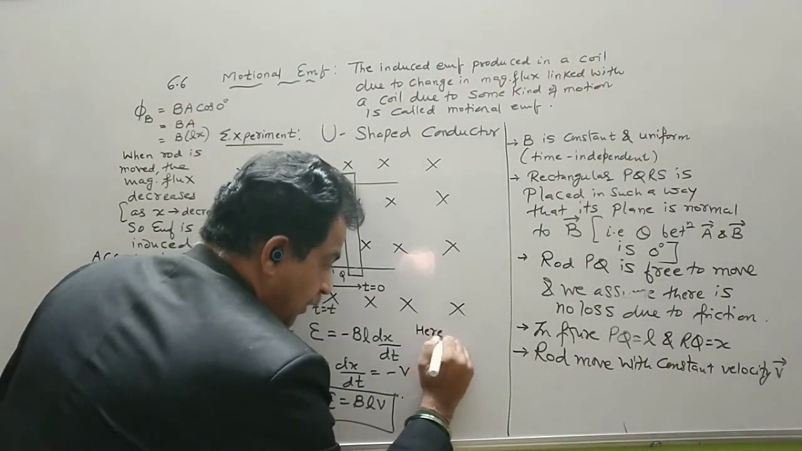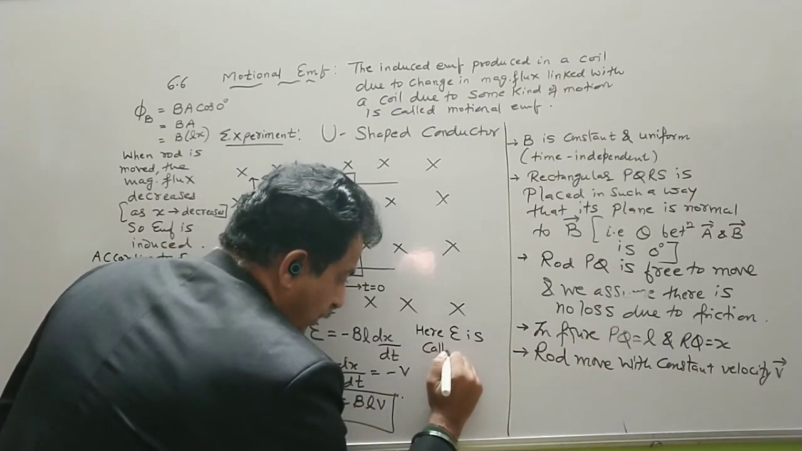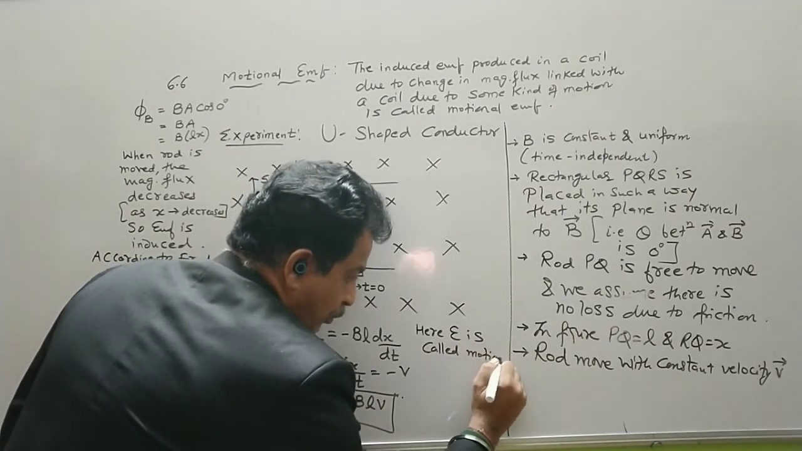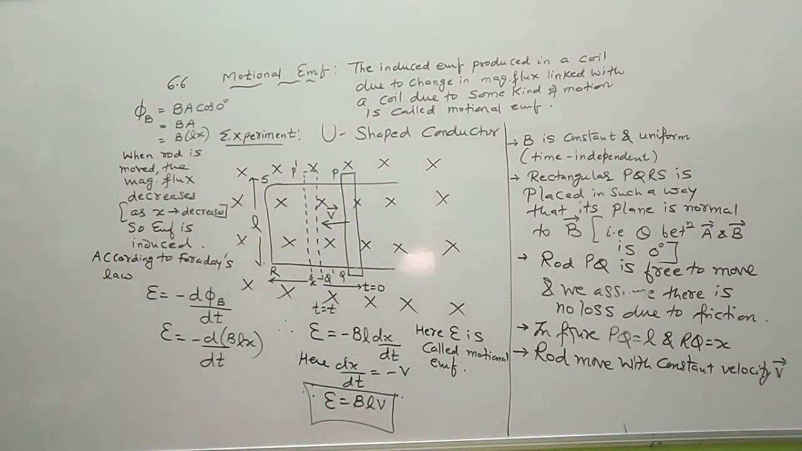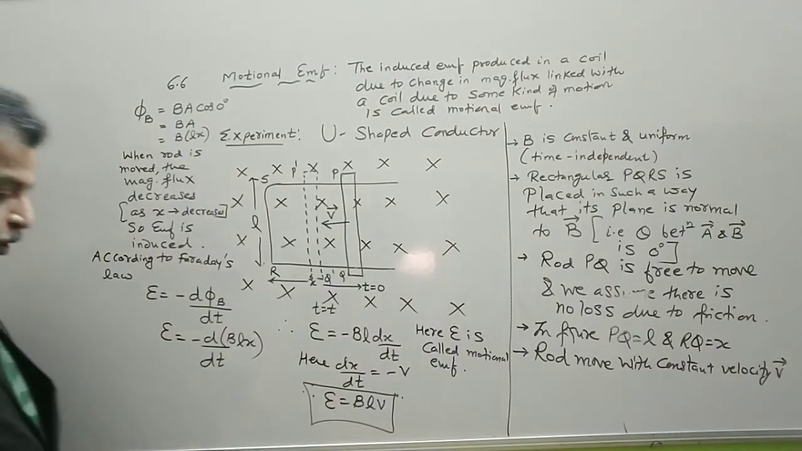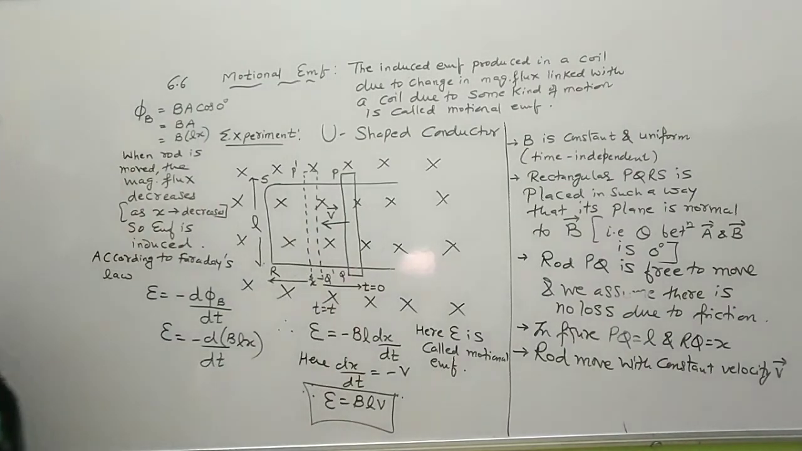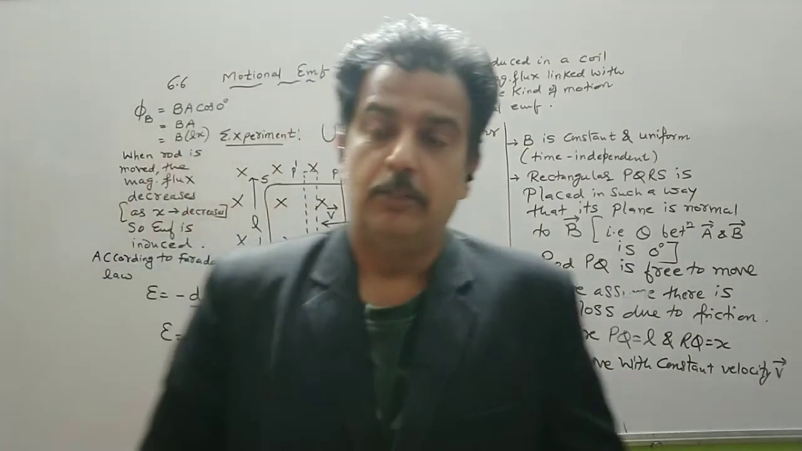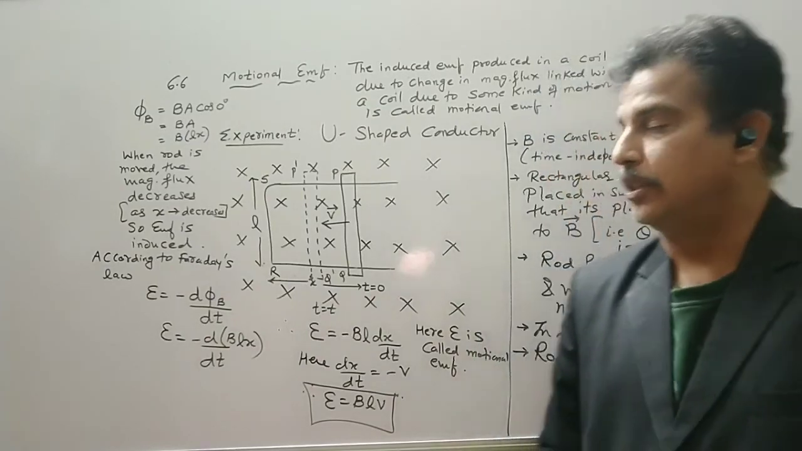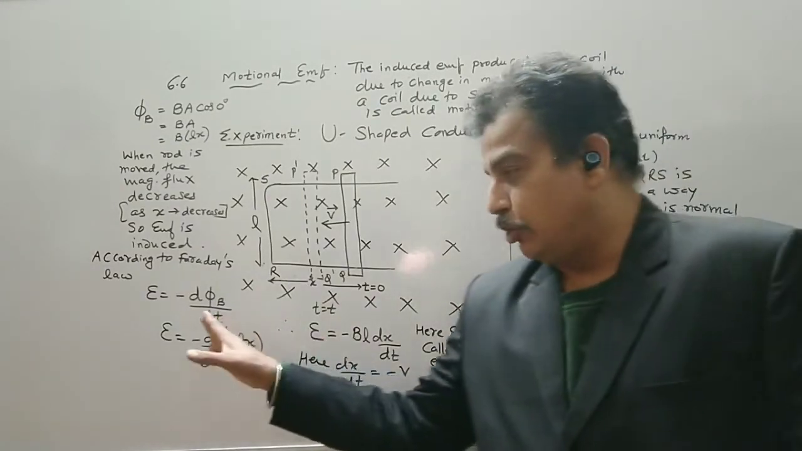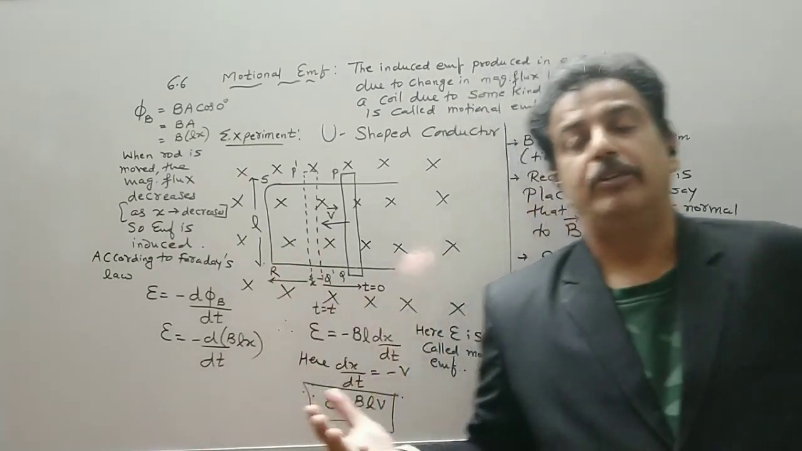Here E is called motional EMF. Now see, B, L and V, all three are perpendicular to each other as far as this experiment is concerned. So this is one example. We will come across many examples where you have to find out the EMF induced. The logic is simple. Always use Faraday's law and the concept of Lenz's law.